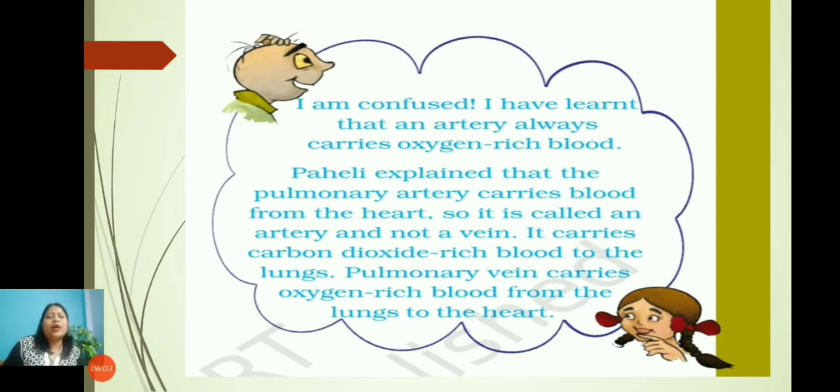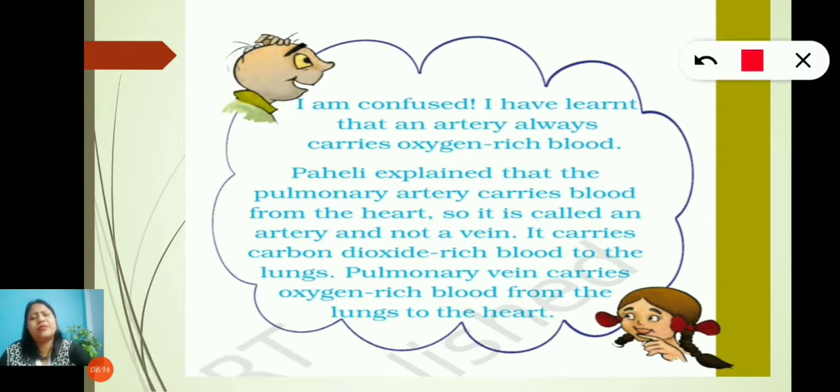Now, by looking at this slide, you must have understood these two people. These are the two most important characters in the NCERT textbook. This is Bujo and she's Paheli. Bujo and Paheli were discussing something. Bujo said, I am confused. I have learned that an artery always carries oxygen-rich blood.